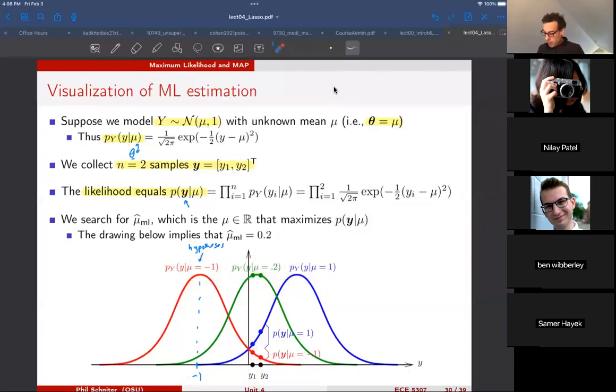Okay, now let's look at this green case. When the hypothesis is 0.2, you get these two dots, and they have a much higher product than any of the other hypotheses, right? So of these three, the green would be the most likely. And in fact, if you imagine sliding this green curve to the left or to the right, would the likelihood, the product of the two dots, increase or decrease from where it is now?